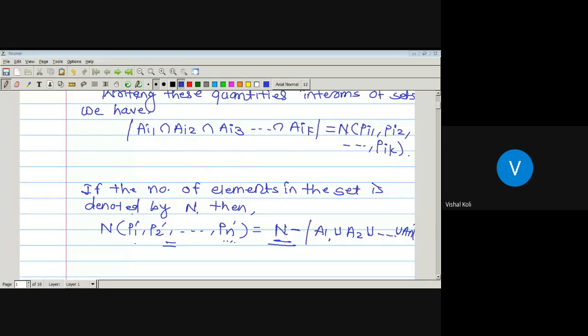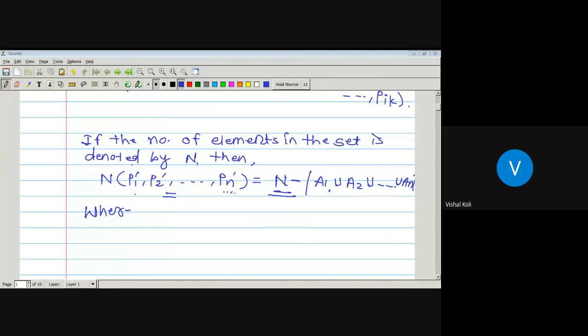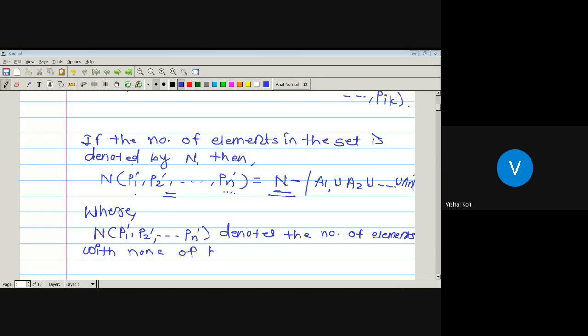Okay, where n of P1 dash P2 dash up to so on Pn dash denotes the number of elements with none of the properties P1, P2, up to so on Pn.